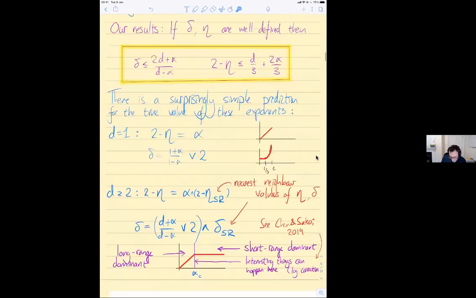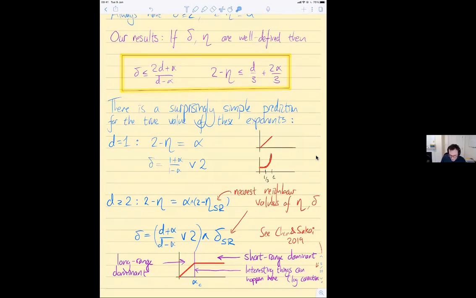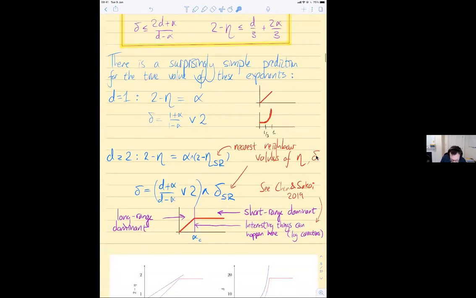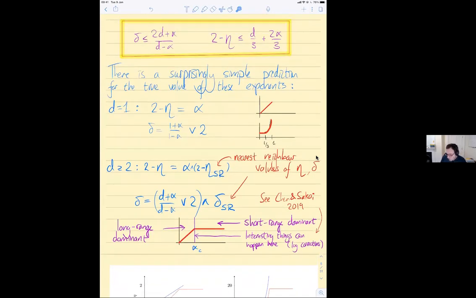And if you take this prediction and you do some standard heuristic scaling relation type arguments, you get the prediction that delta should be this kind of piecewise defined function where it's 2 in the mean field regime, and then it's 1 plus alpha with 1 minus. Okay. Now, that's 1 dimension, so maybe it's not surprising that it's so simple. But actually, the prediction in higher dimensions isn't that much more complicated.